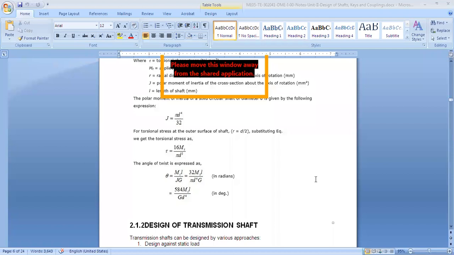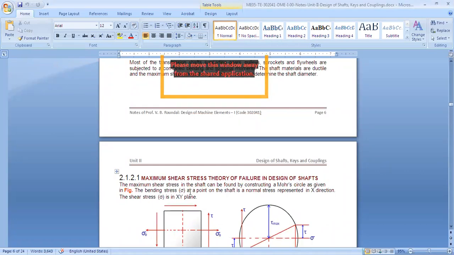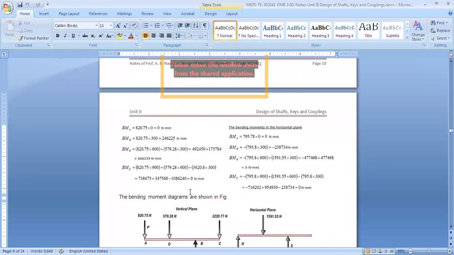Okay. So now we know the torsional rigidity: theta is 584 MtL upon G d raised to 4. Now we'll try to take an example of this. Now we have the equation, so let's go to that part.